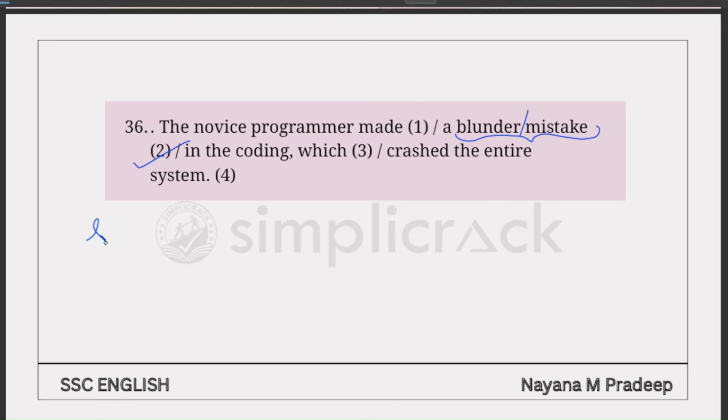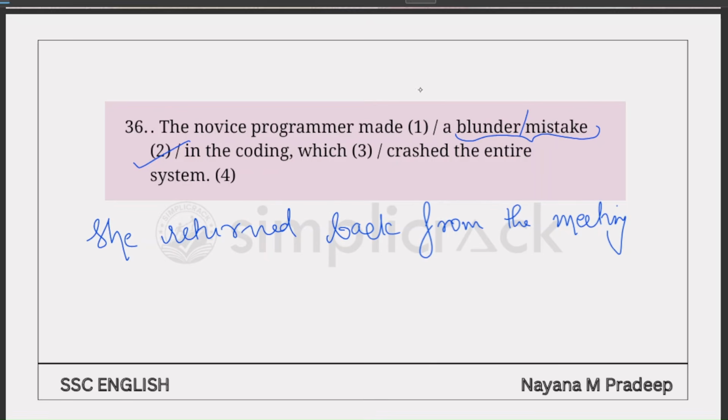For example, she returned back from the meeting. What is the error in the sentence? See, return and coming back is the same thing. So you can either write she returned from the meeting, or you can write she came back from the meeting, because both mean coming back from somewhere. So you do not have to use return and back together in the sentence.